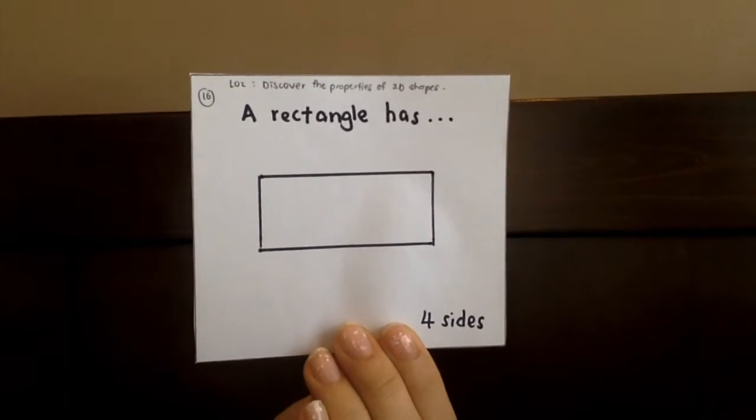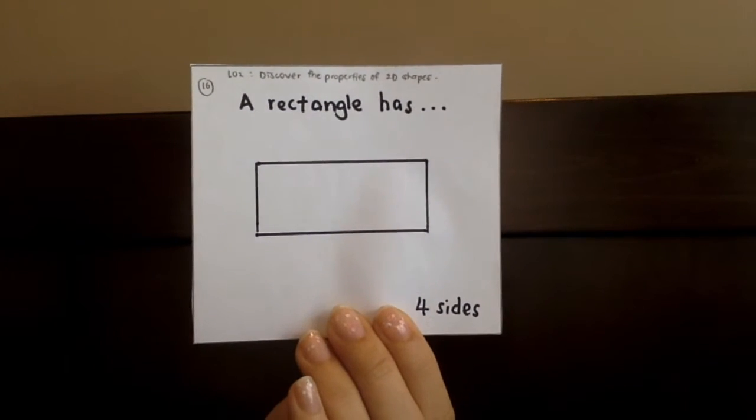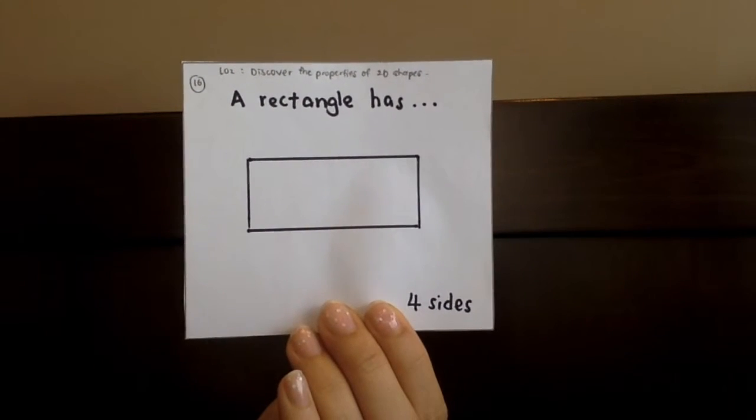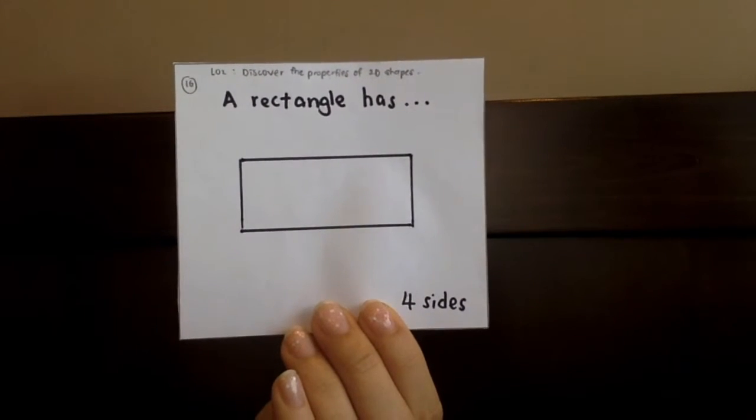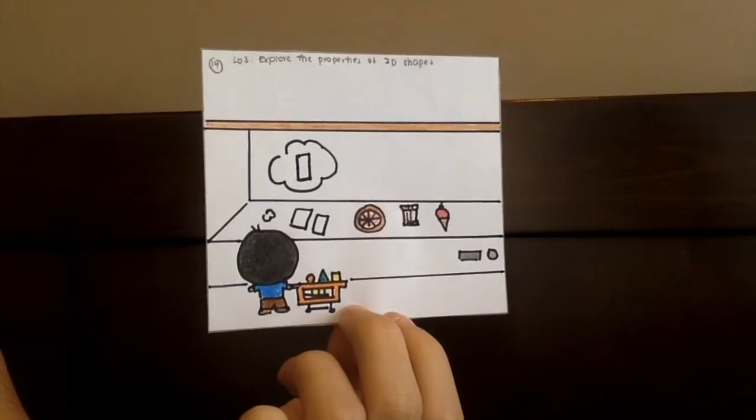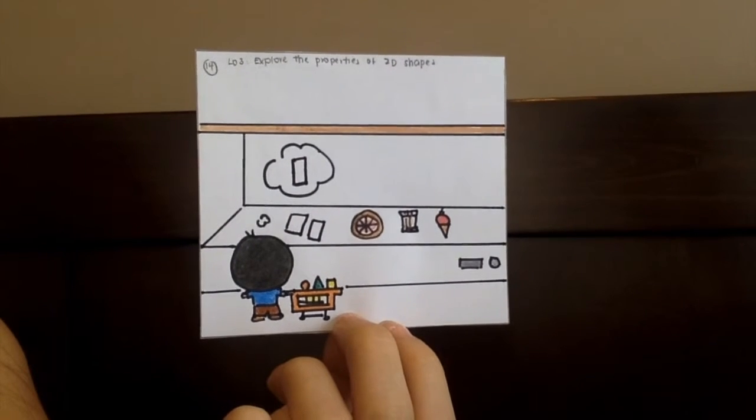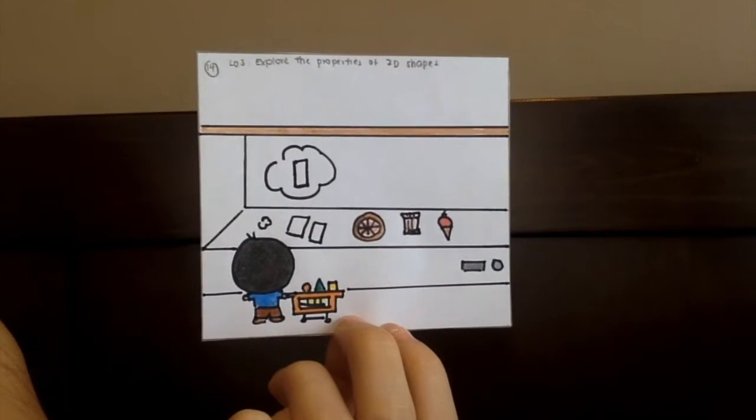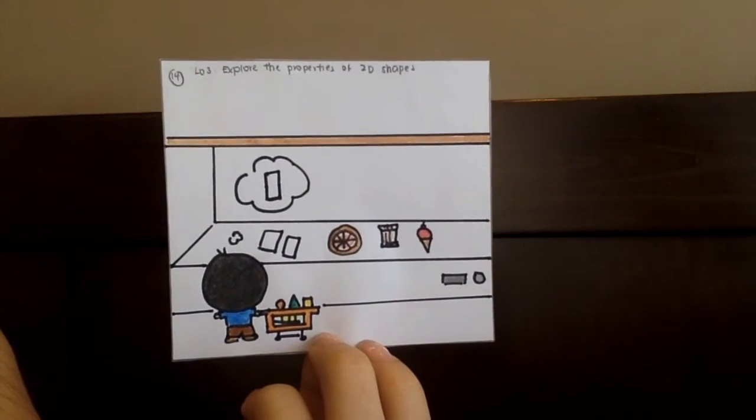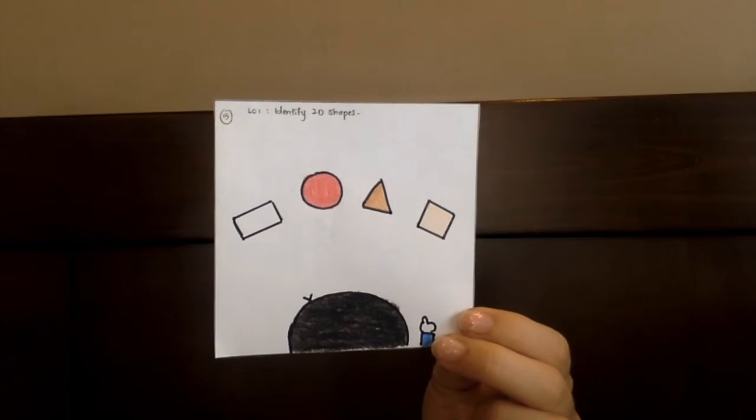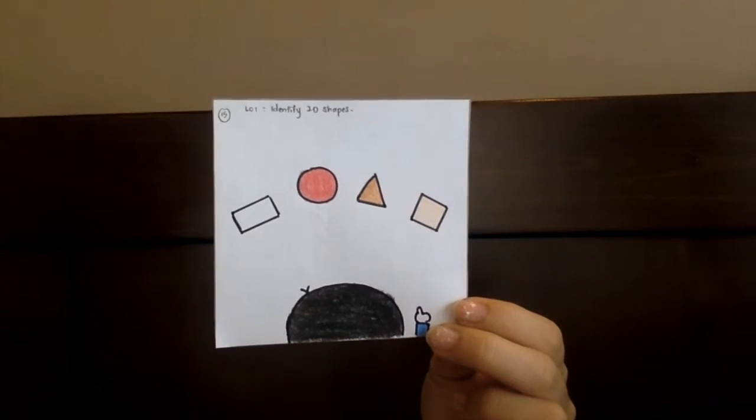Moving on to the next item, which is a rectangle bean curd, Wallace will first think and discover the properties of the 2D shape rectangle, which is that a rectangle has 4 sides. After identifying the properties of a rectangle, Wallace will then explore with the help of the other customers beside him to find out the rectangle bean curd. And then Wallace will choose the rectangle bean curd and place the correct item into his trolley.